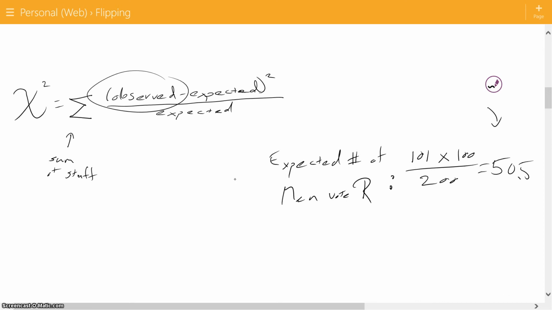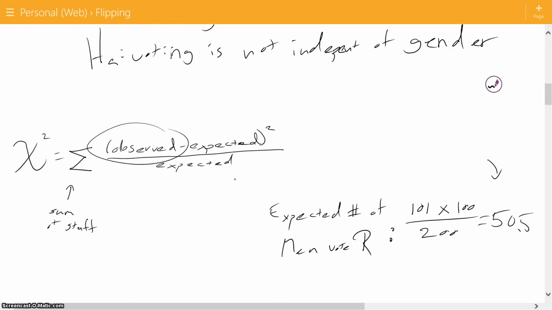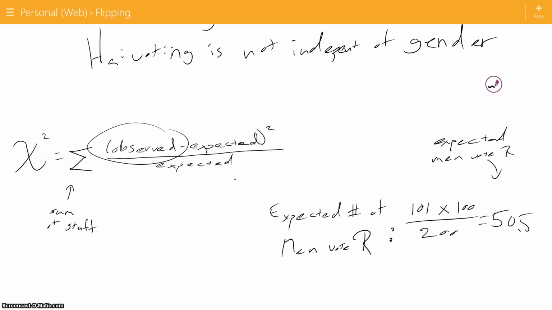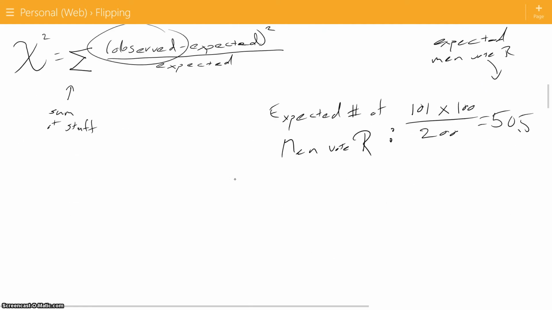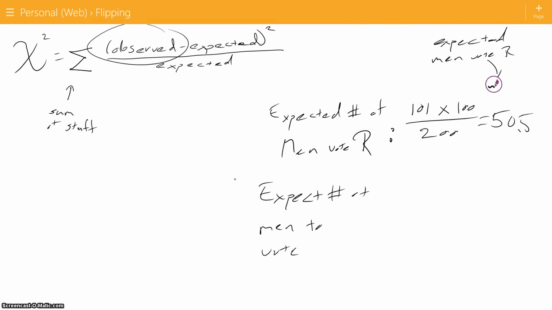Whoop, I can't move my screen all of a sudden. Wow, okay, there we go. Expected number of men to vote Republican, and I just put that there. I just like writing things twice sometimes. Sometimes it's just a nice thing to do. Similarly, I could expect the number of men to vote D for Democrat.